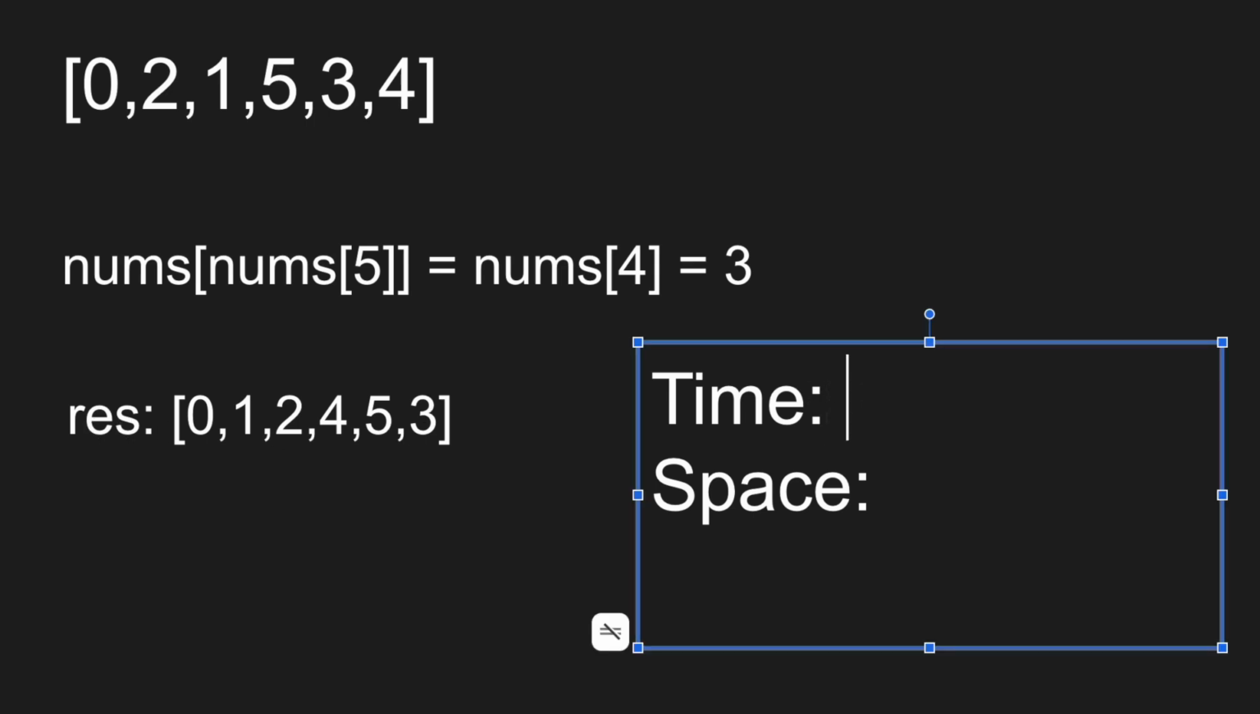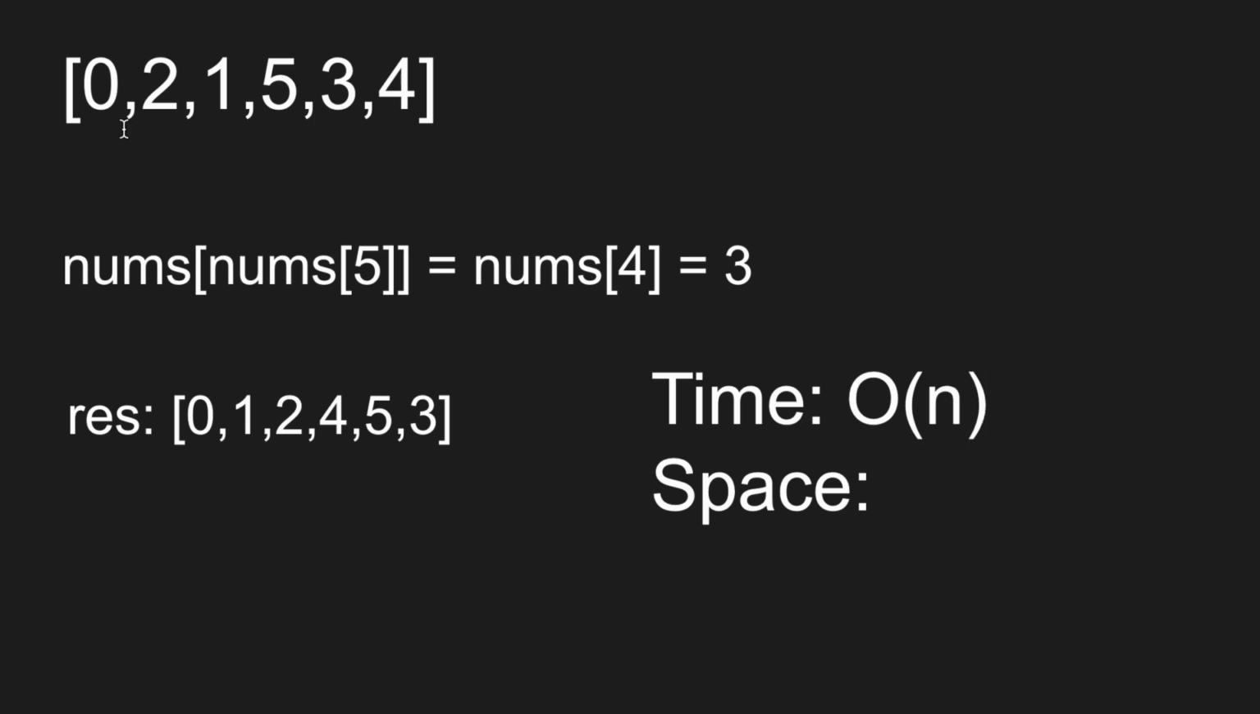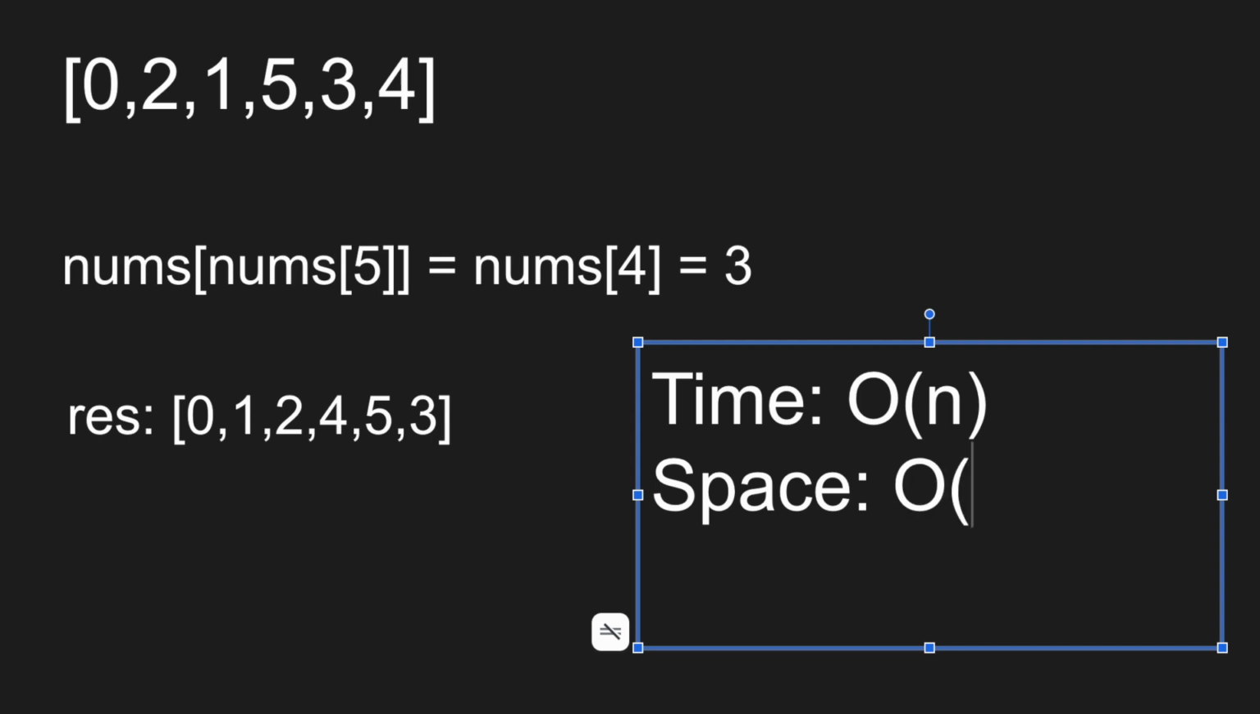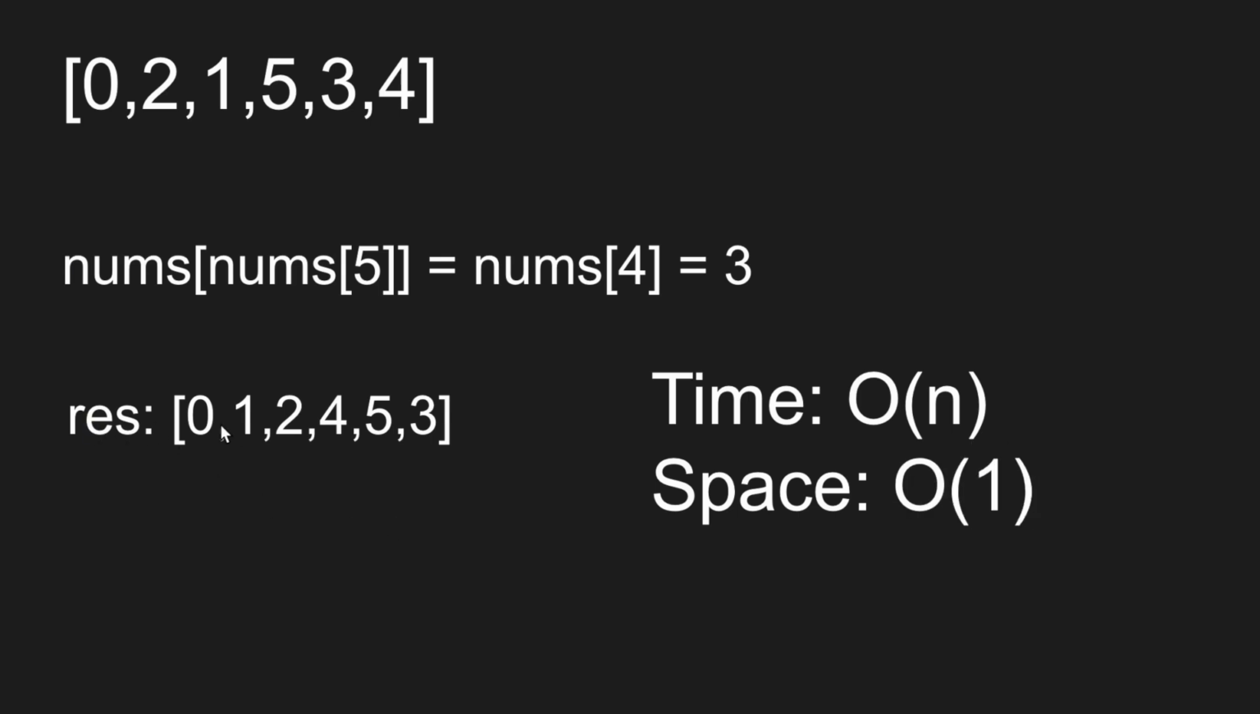The time complexity would be O of n, where n is the number of elements in the array, because that's the number of elements that we will iterate through. And the space complexity will actually be O of 1, because since we are returning this, it does not count as any extra space, so it will still be O of 1 constant space.